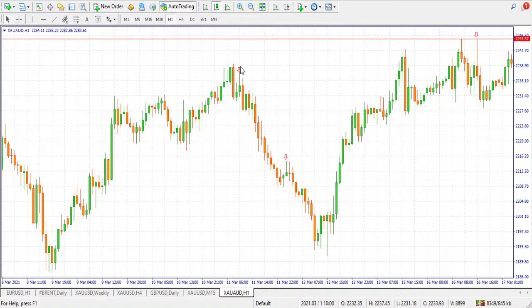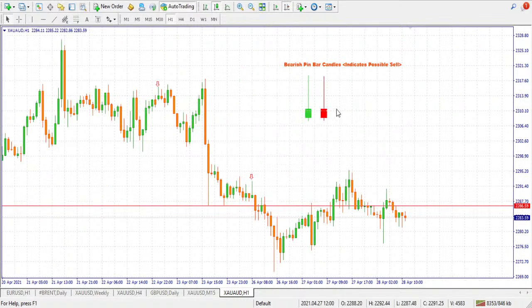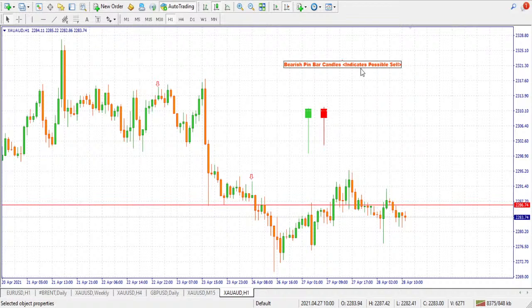I want us now to look at the other type of pin bar, which is the one which shows you that you're supposed to be buying. It's opposite this. It looks like this. So as I've said with the bearish pin bar candles, the color is insignificant. All of them just mean the same thing. This is now a bullish pin bar candle. Bullish pin bar candles. Possible buying.